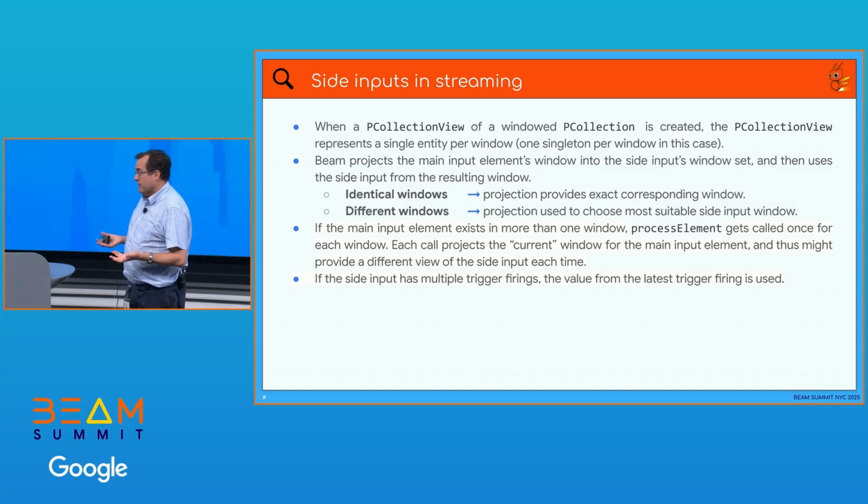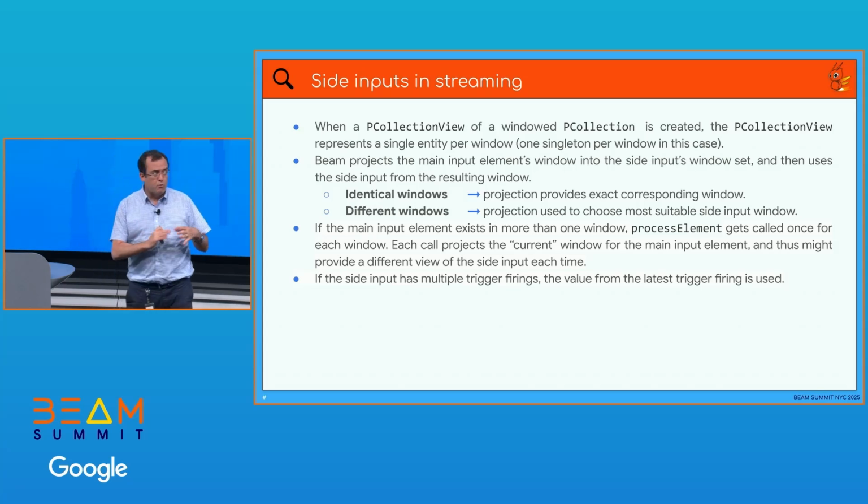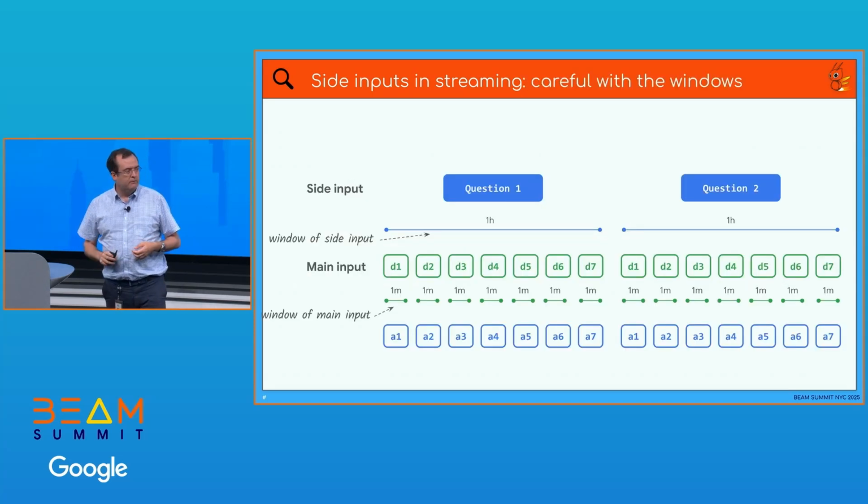And if you have triggers, for instance, in the side input, you are going to always use the latest value of that trigger, okay? Which is probably what we want to do here, because we want the user to be able to make new questions, and we don't want the users to wait until the window expires to be able to make more questions. So we want to be able to react quickly to the change of the question. So this is what we want.